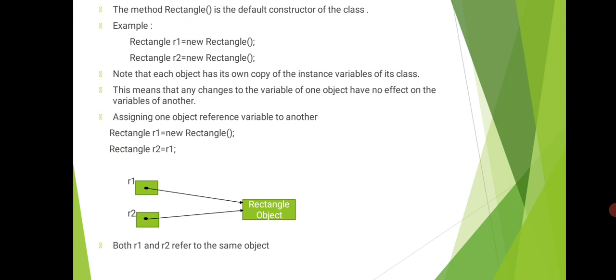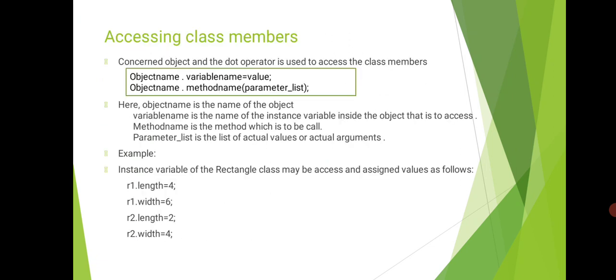So R1 is pointing to the same memory, and R2 is also pointing to the same memory. Whatever changes we make for R1 affect R2 also, and if we change R2, R1 is affected too. Both are pointing to the same object. So we can do it this way in Java. Okay, next we study accessing class members.